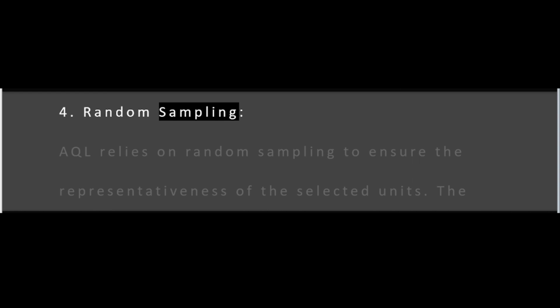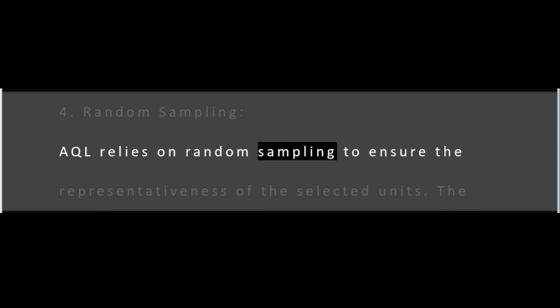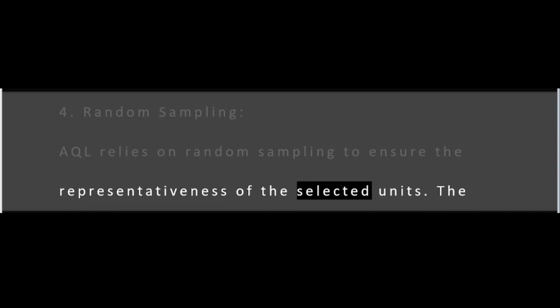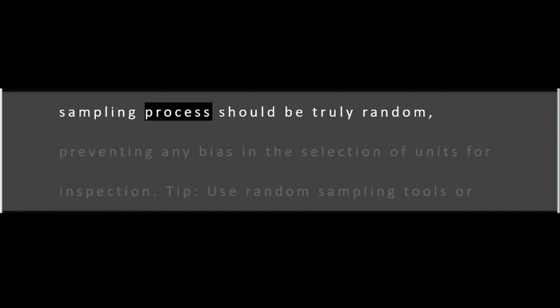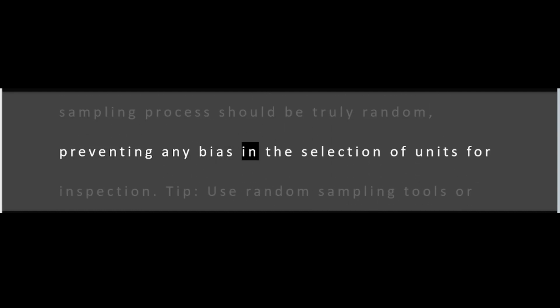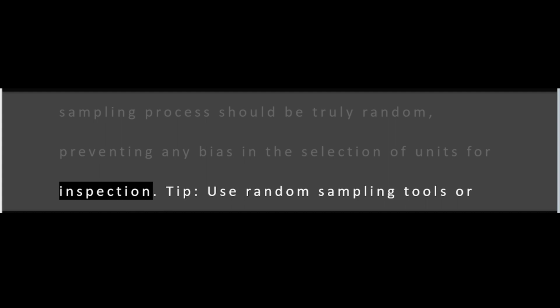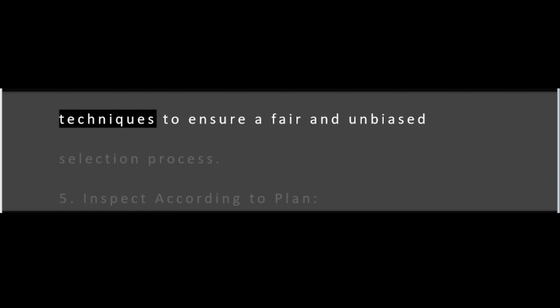4. Random sampling. AQL relies on random sampling to ensure the representativeness of the selected units. The sampling process should be truly random, preventing any bias in the selection of units for inspection. Tip: use random sampling tools or techniques to ensure a fair and unbiased selection process.